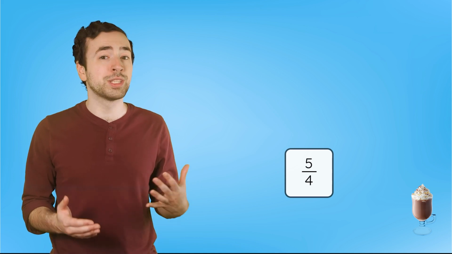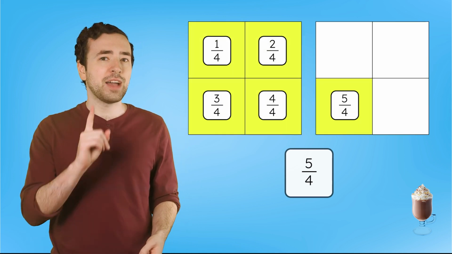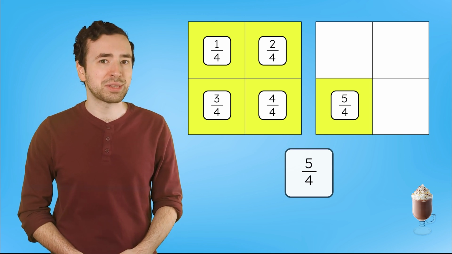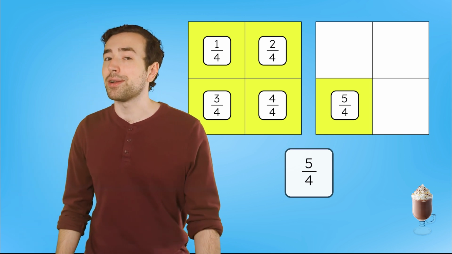The denominator 4 means the wholes of this model will split in fourths. The numerator 5 means we have 5 1/4 size pieces. Nice job! All right, let's pick out a table while our hot cocoa is being made.